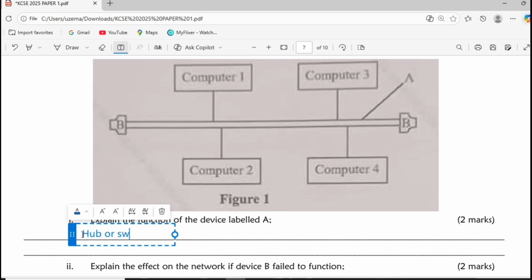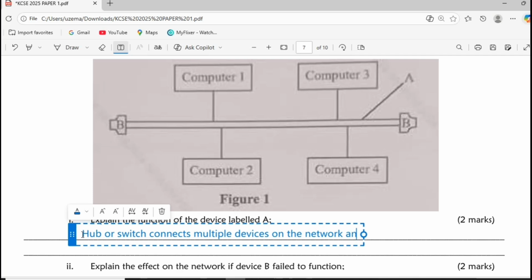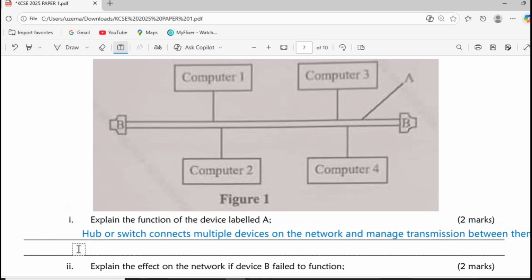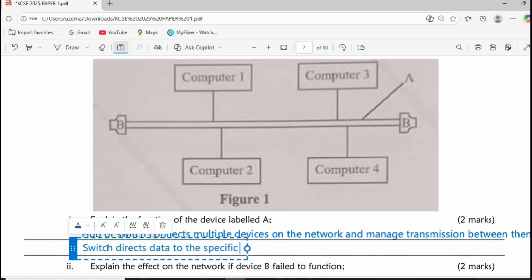topology, that is a bus topology, and on this bus topology you can see all the nodes are connected on the main backbone, and this main backbone is the one labeled A, and at the end of the backbone we have devices which are known as terminators labeled as B. Therefore, when you are asked to explain the function of the device labeled A, the backbone is the one that supports all communication of all the nodes that are connected to it.